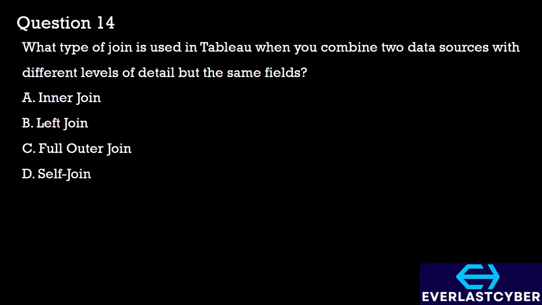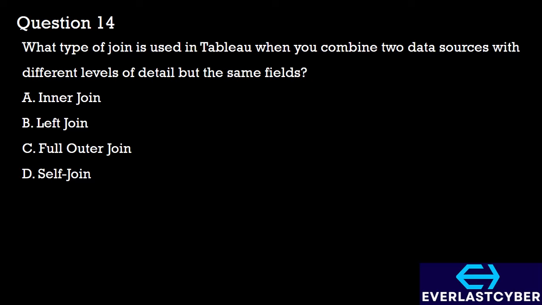When combining two data sources with different levels of detail but the same fields in Tableau, a left join is typically used. This join keeps all the rows from the left data source and adds matching rows from the right data source. In a case where there is no match in the right data source, the results will still include the rows from the left source with null values for the fields from the right data source.